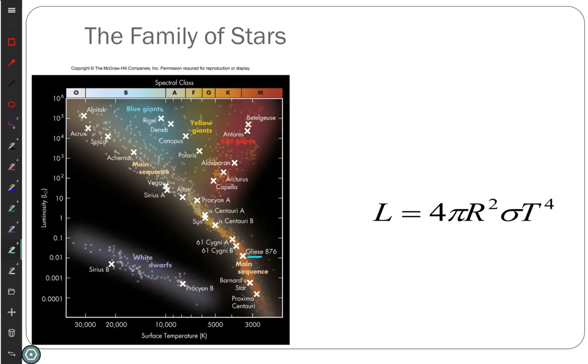So here we can see some stars, and we see the sun. What's the temperature of the sun? About 5,800 kelvins. What is its spectral class? Isn't that G? It's a G2.